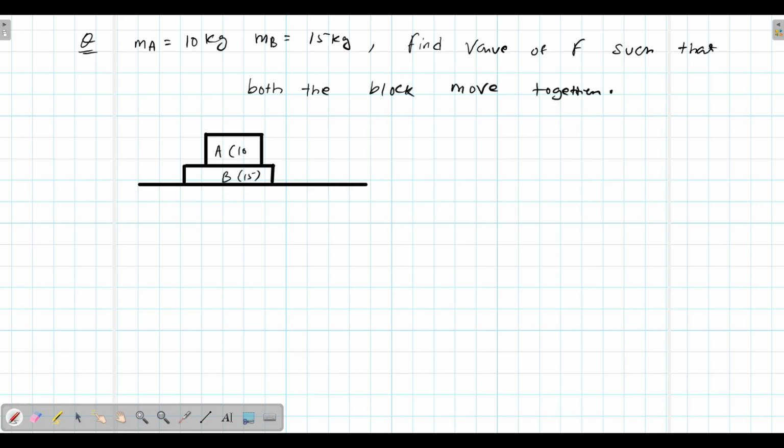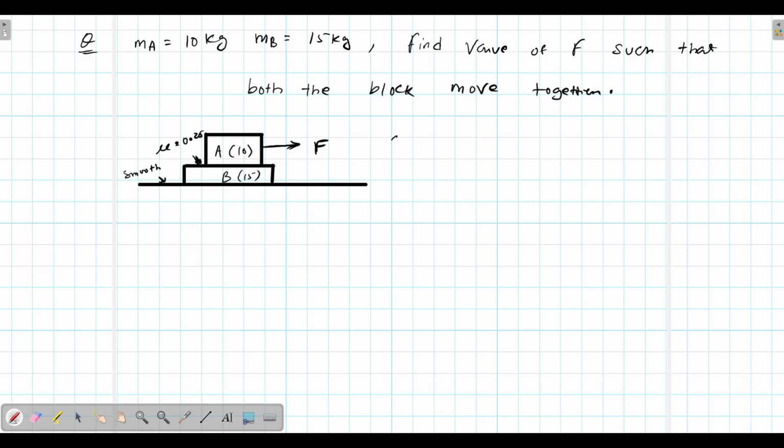This is the applied force. Applied force is F. Mu equals 0.25 is given, and this surface is smooth. So find the value of F such that both the blocks move together.